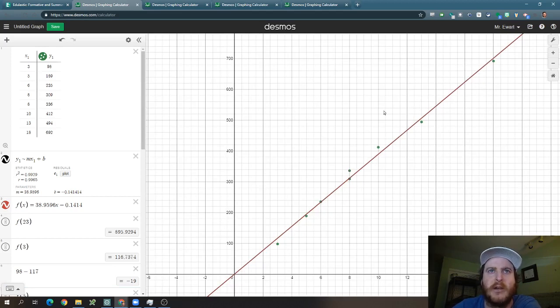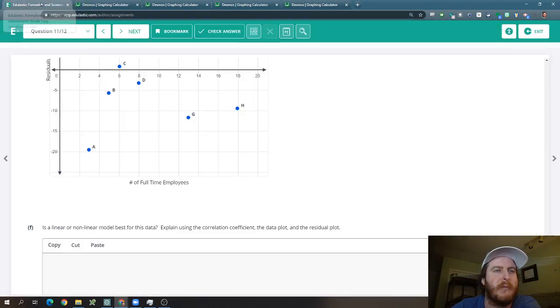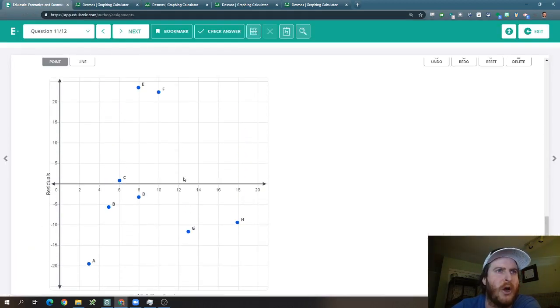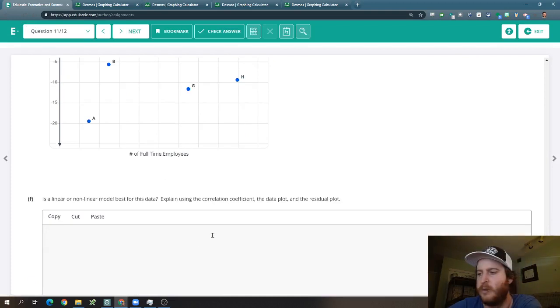So this is forming a good line, right? The line is very close to the data points. And then looking at my residuals, it's no pattern. It's not a curve pattern. So I'm going to say linear model is best because 1, the correlation coefficient R is very close to 1. You can even say R equals 0.99. It's 0.9965.